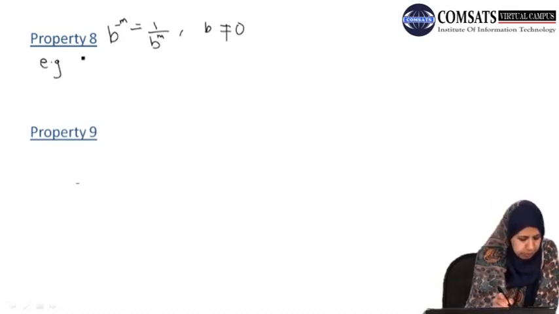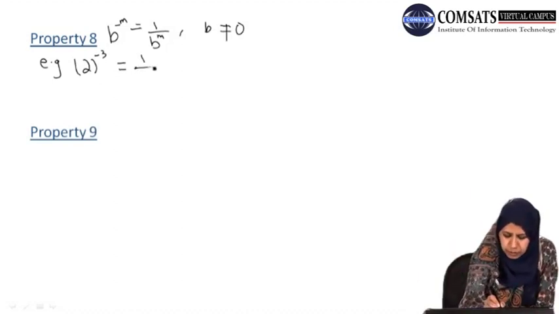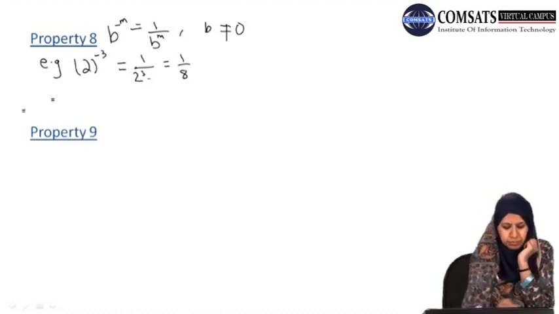And now some examples. If we have 2 to the power minus 3, this is nothing but 1 over 2 with the positive power, 2 cube. 2 cube is 8, so this is 1 over 8.